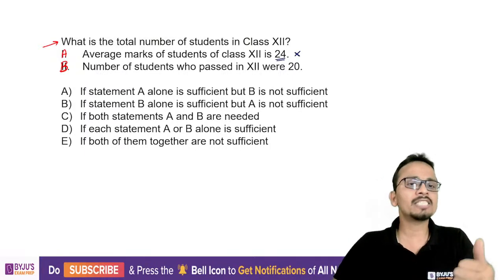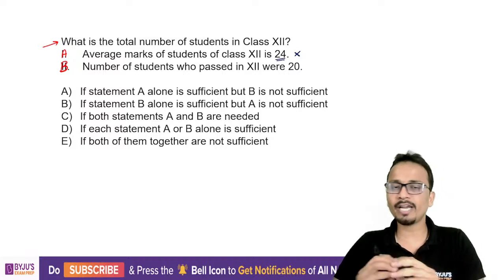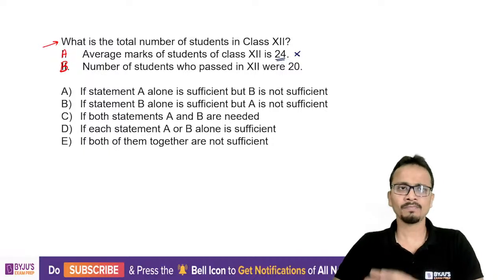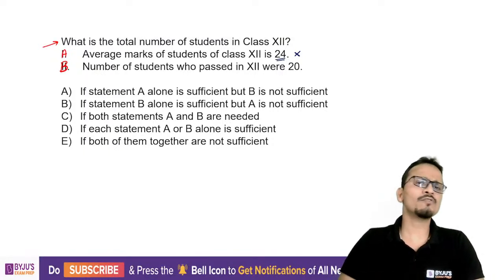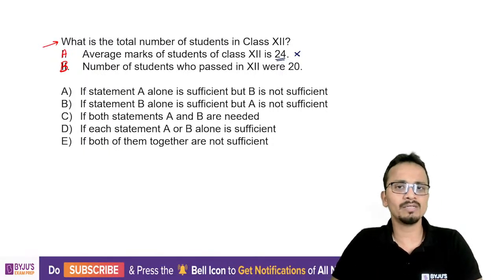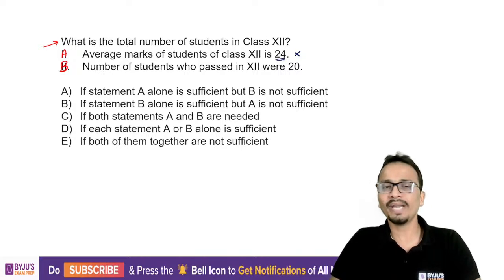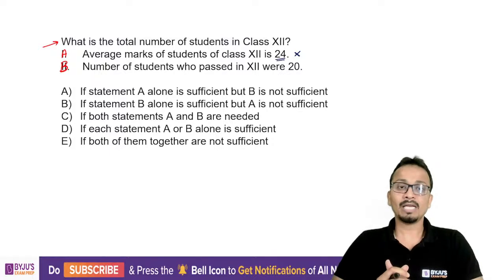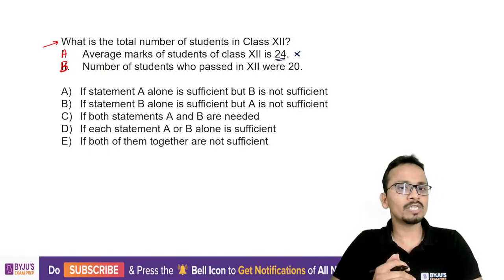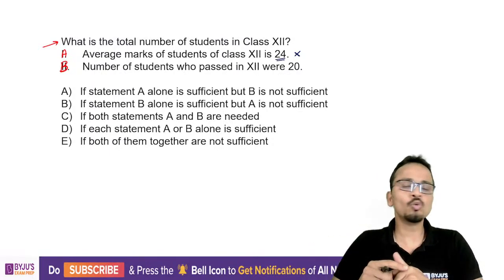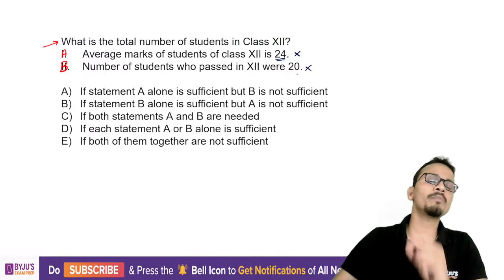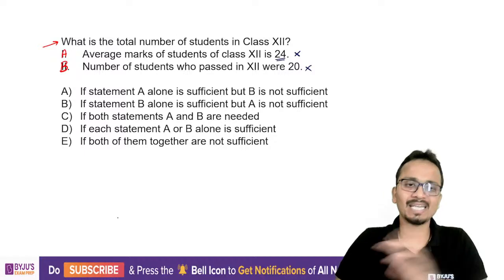Now I look at statement B alone. Forget everything about statement A and look at statement B alone. Now statement B tells me that the number of students who passed in 12 were 20. So the students who have passed, that is 20. Now the question is asking about the total number of students. They're not talking about the number of students who have passed. So statement B alone will also not be able to get me the correct answer.